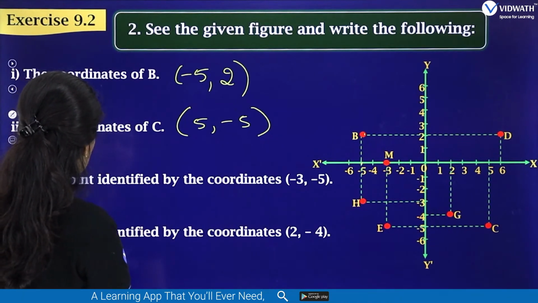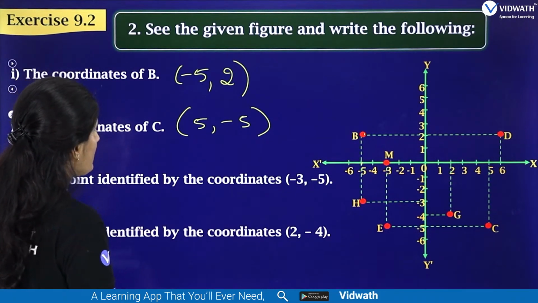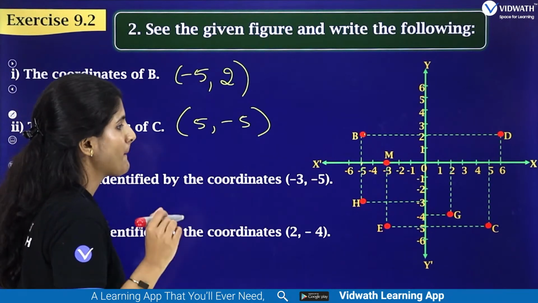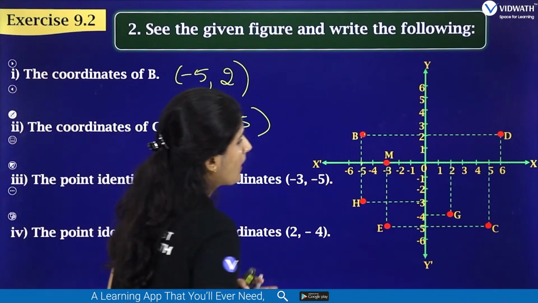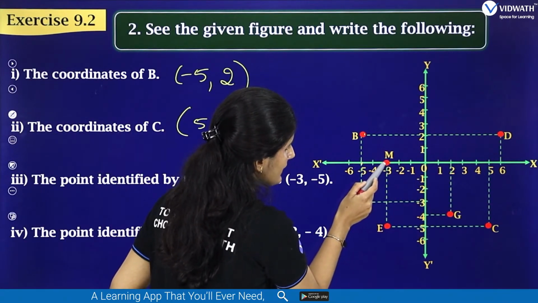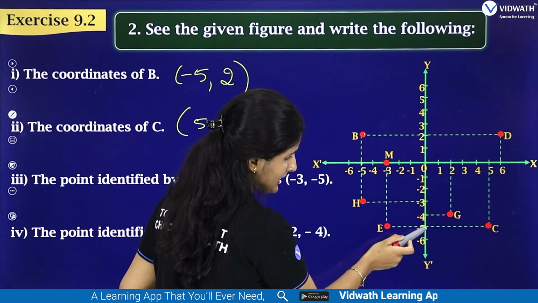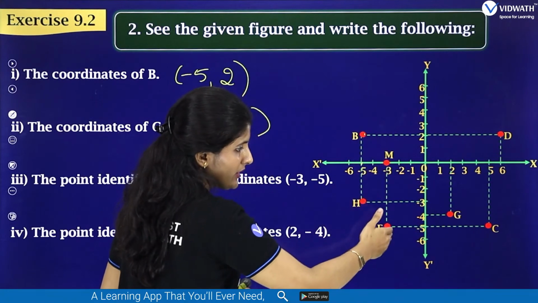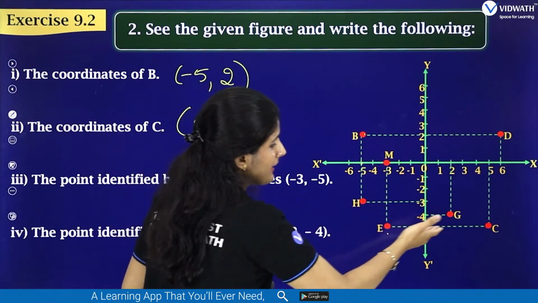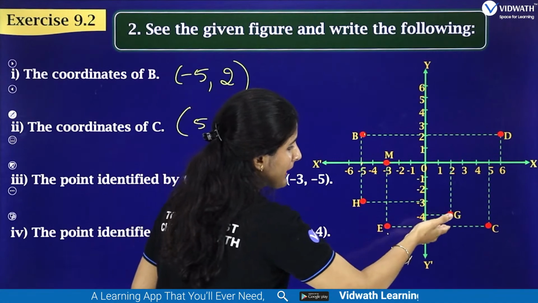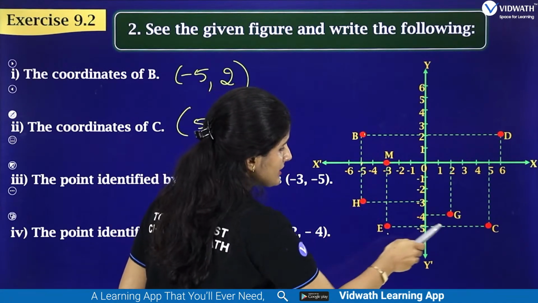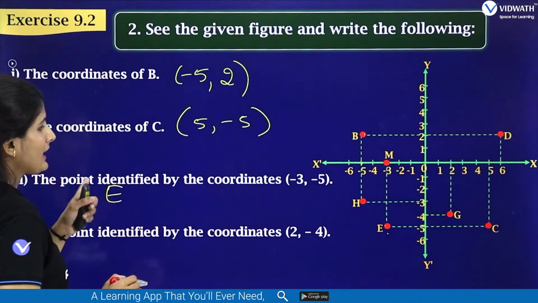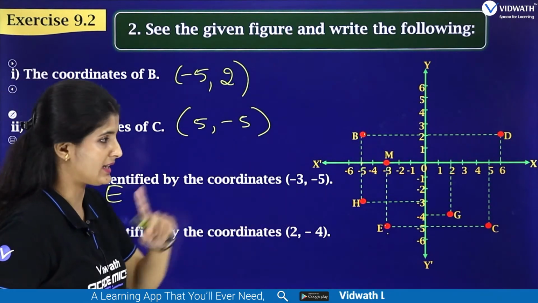Next, identify the point with the coordinates (-3, -5). Here, they have given us the coordinates (-3, -5). On the x-axis, we have -3 here. On the y-axis, we have -5 here. If I draw a vertical line passing through the point -3 on the x-axis and a horizontal line passing through the point -5 on the y-axis, both of these lines intersect at the point E. Hence, the answer for this question is E. E has the coordinates (-3, -5).